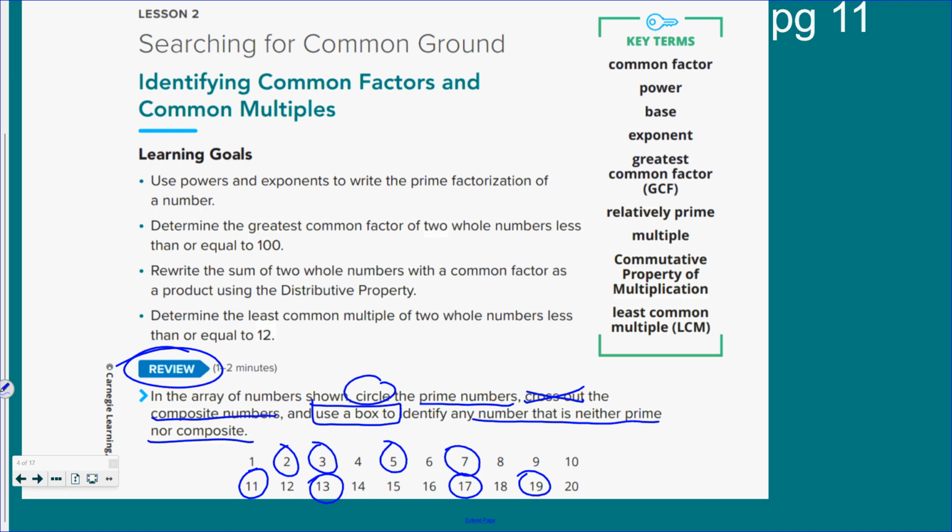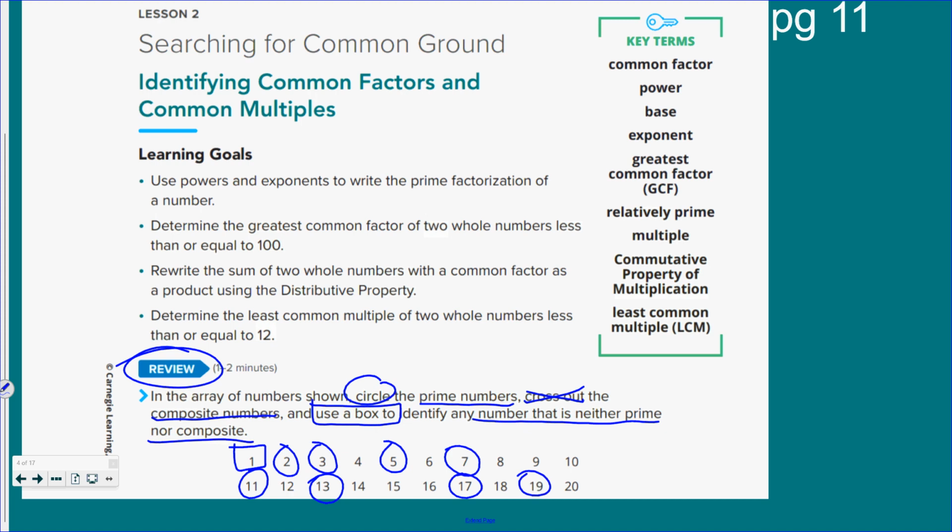1. Okay, so let's talk about that. I've heard 1 more than once. Why is 1 not a prime number? Who remembers what Jen said a few minutes ago? Prime numbers have how many factors? 2. How many factors does 1 have? It only has 1, because it is 1. It's the loneliest number. So is it a prime number? Is it a composite number? No, it's neither. So this is the one that needs a box.